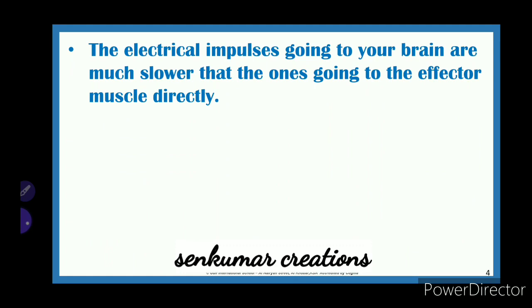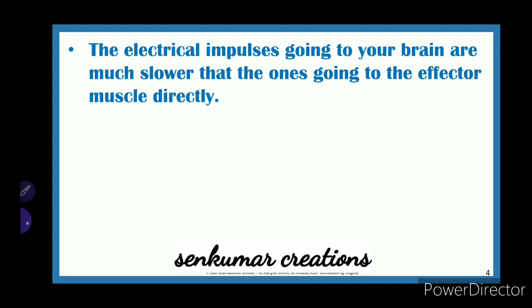So next you can see the electrical impulses going to your brain are much slower than the ones going to the effector muscle directly. If the electrical impulse goes to the brain, it takes a long time; it's a much slower process than when it is connected directly to the motor neuron. Okay, and this is why the reflex action takes place before you realize it, and it's uncontrollable. That's what we can say. This is a reflex action, and a reflex action takes place even without thinking. So it happens in a very, very small fraction of a second.